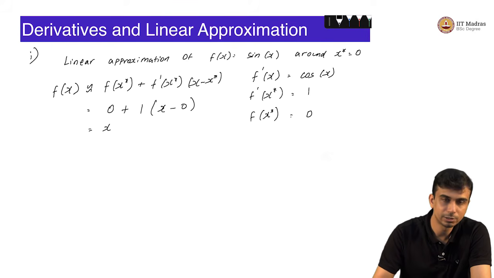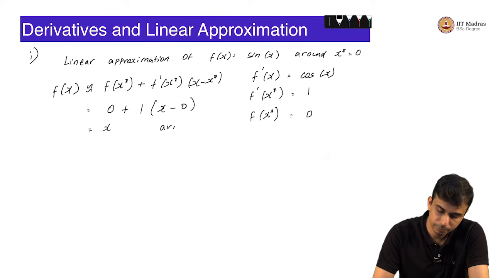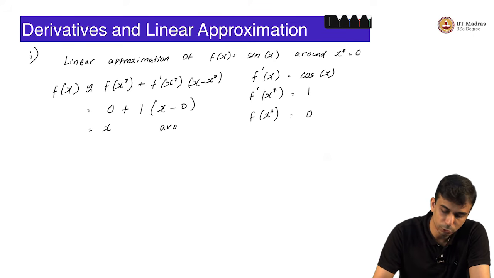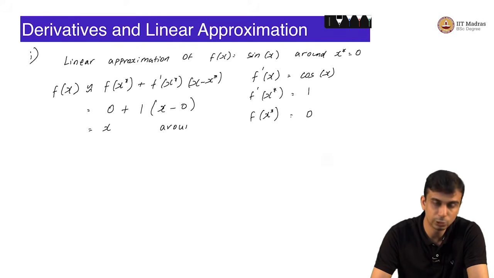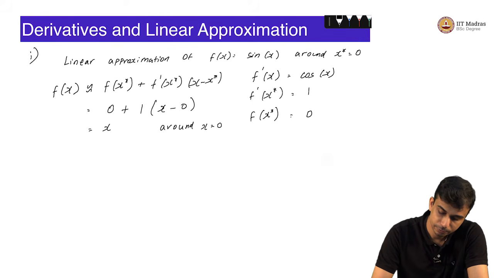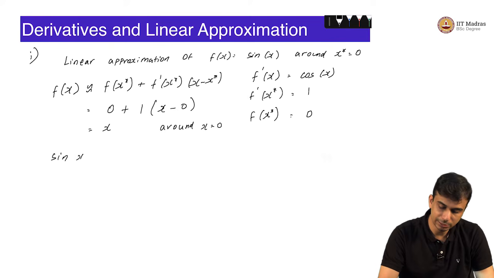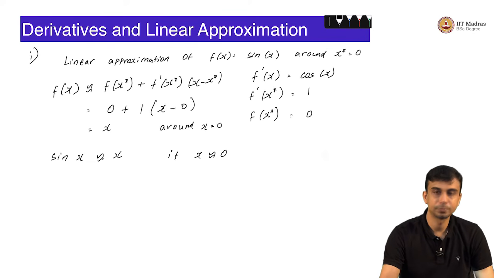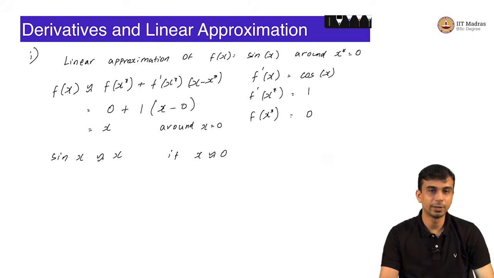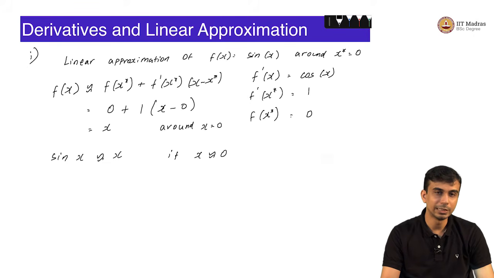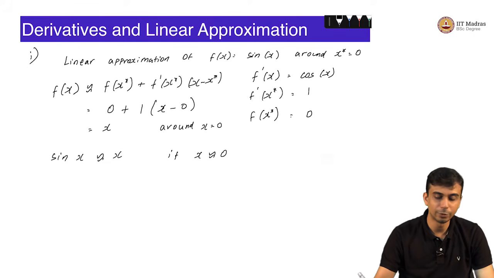And when is this valid? This is valid around x equal to 0. When x is close to 0, this is a valid approximation, or in other words it says that sin x is approximately equal to x if x is approximately equal to 0. This is the famous limit sin theta by theta equal to 1, something that you would have derived in your school.